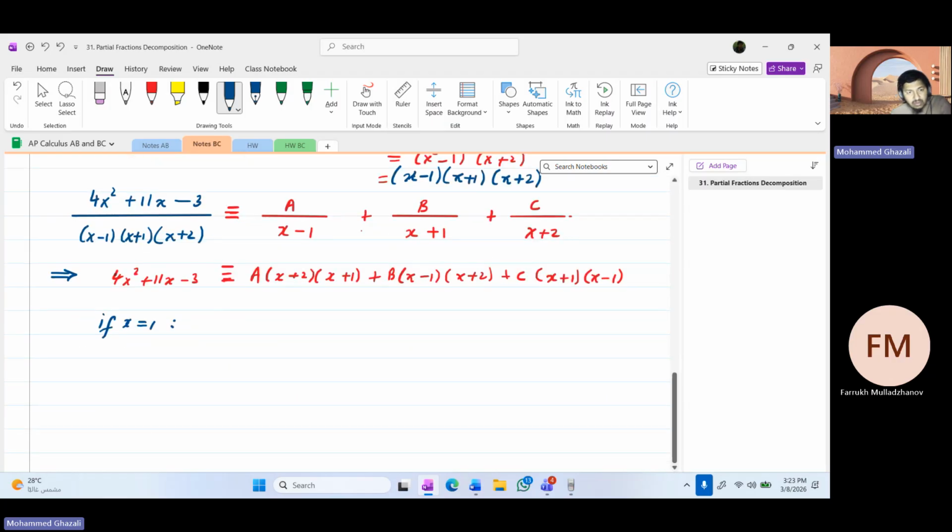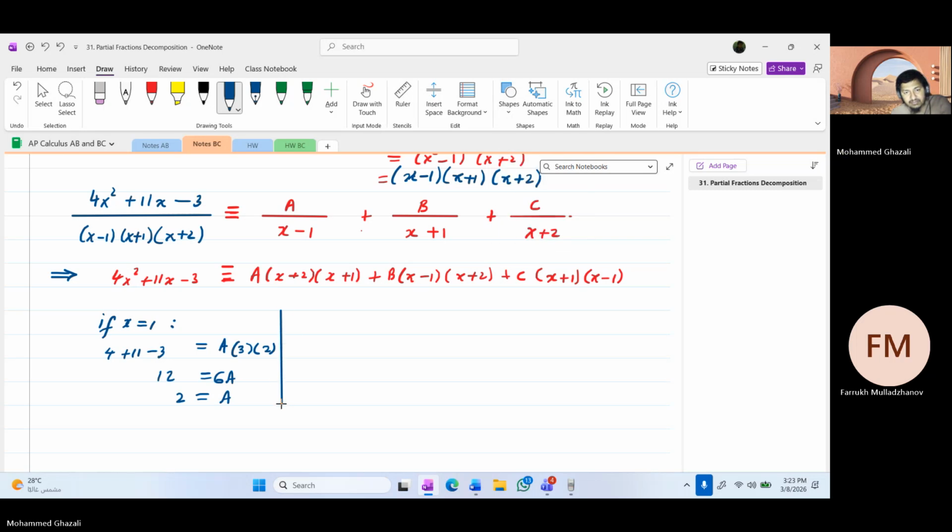If x equals 1, that's 4 plus 11 minus 3, which is equal to, A will not fall out, A into 1 plus 2 is 3, and 1 plus 1 is 2. So what we have is 6A is equal to 12, right? 15 minus 3, that's 12. So therefore, A is equal to 2.